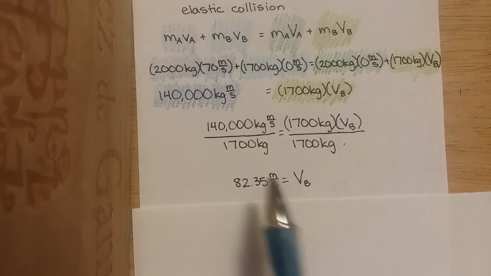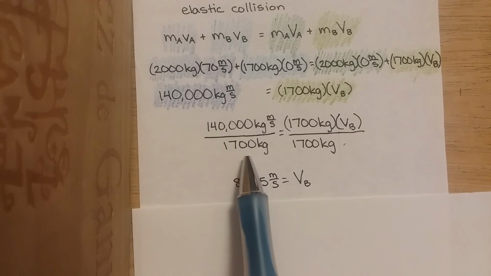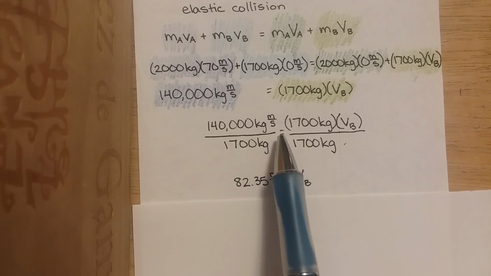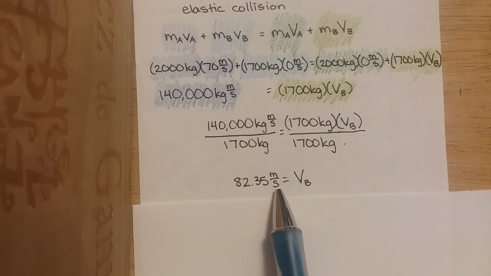And so here I've got the 140,000 divided by the 1,700. The kilograms cancel out, leaving me with just the meters per second. So that is how you do an elastic collision problem.